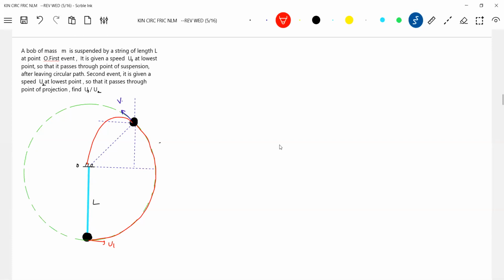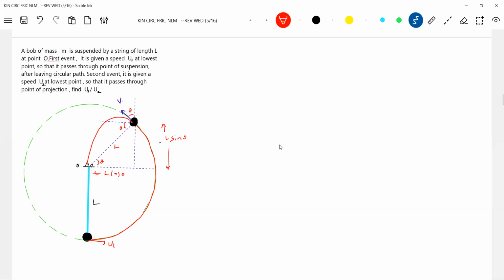If I take this as theta, this will be theta, this will be theta. This length is L. So what is the length it should cover? L cos theta. This will be L sin theta. Then, when it leaves the circular path, what is the condition? Tension should be 0. I think we all know that one. The string will become loose.